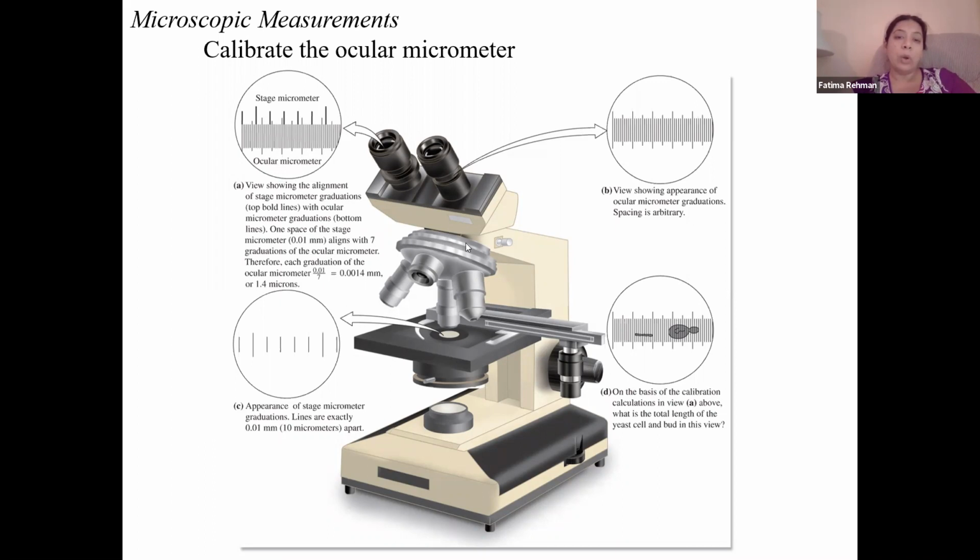Next, we have the low power objective lens, right? Our low power objective lens can be 10x or 20x power. Usually the ones we have in our lab are 10x objective lenses. And then we have the high power objective lens, which can be 40 or 60x. The ones we have in our labs are 40x objective lenses. The images you're going to use today are going to be taken using the 40x objective lens.